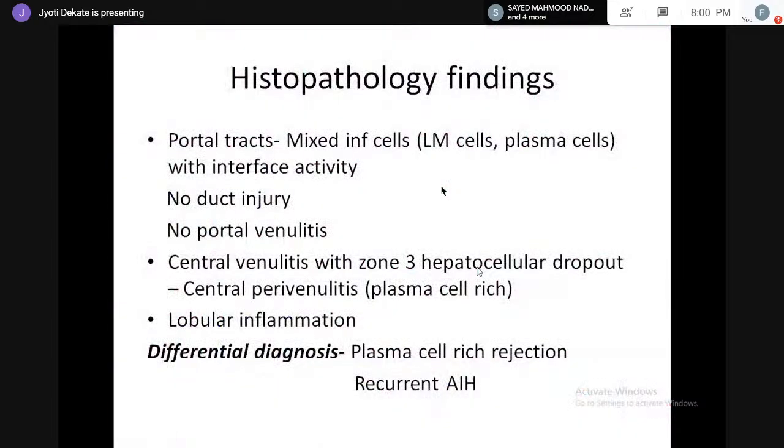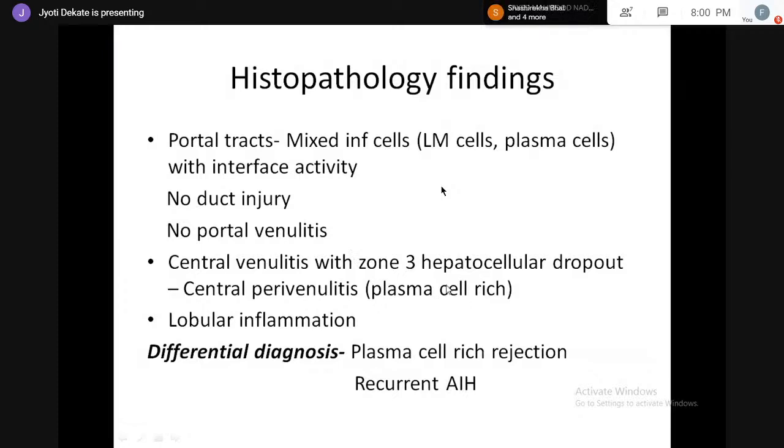So, summarizing the histopathological findings in this case, we have the portal inflammatory component being composed predominantly of lymphomononuclear cells admixed with plasma cells. No activated lymphocytes, or not the typical inflammatory milieu of typical T-cell mediated rejection. In this case, we also have prominent central perivenulitis mediated by many plasma cells.